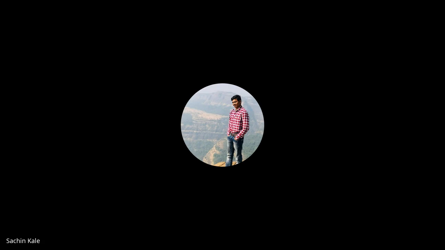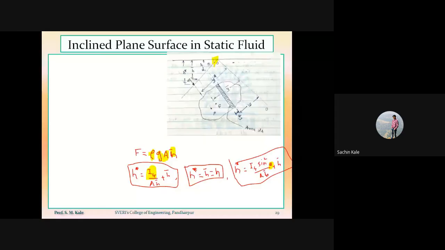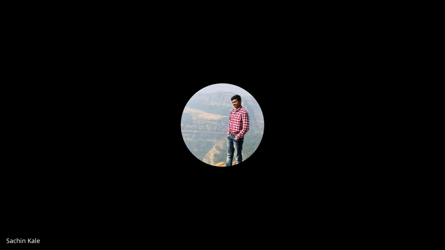Here in these formulas, one more new term is there, that is theta. Theta is nothing but angle made by the inclined plane surface with the free surface of liquid. So this angle will be called the theta angle. In these formulas, the value of A, that is area, the value of H bar and the value of Ig depend upon various geometries.